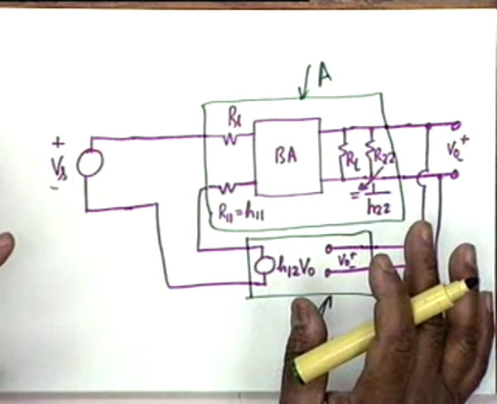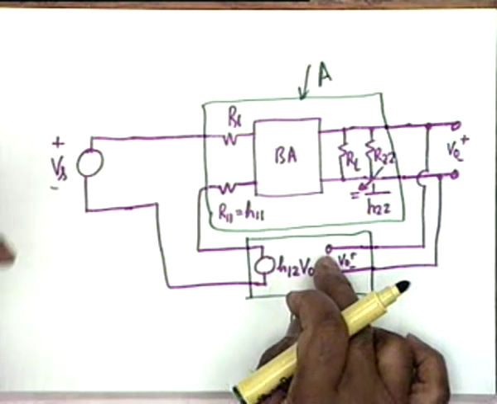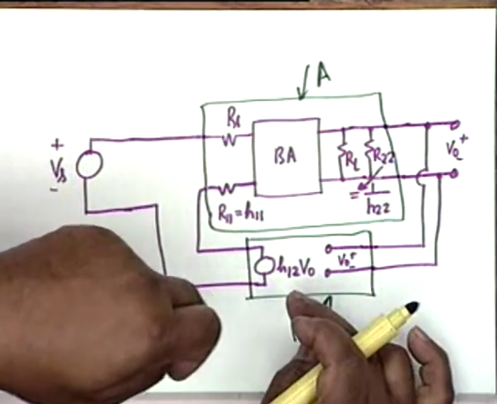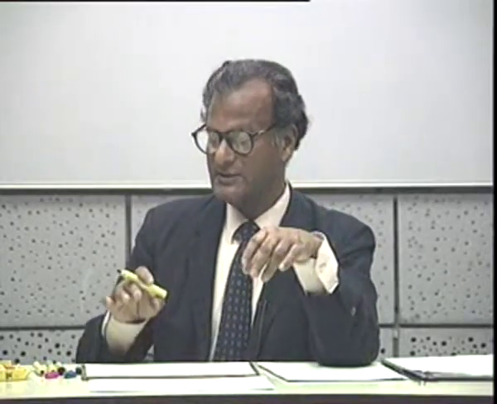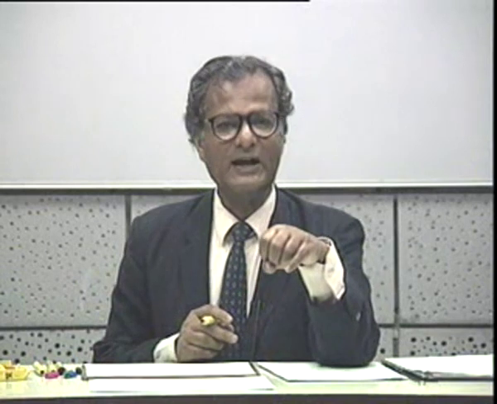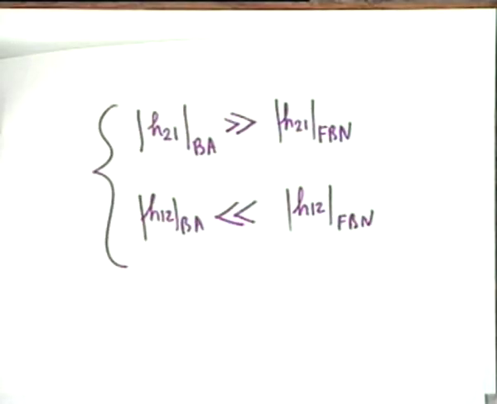This is not an exact equivalent, why not? Because we have assumed this and this to be unilateral. We have ignored the reverse transmission to the basic amplifier and we have ignored the forward transmission through the beta circuit. So it is not identical, but this is very nearly the same, that is the approximation is of a high order, provided the only thing that is to be obeyed are these two conditions.